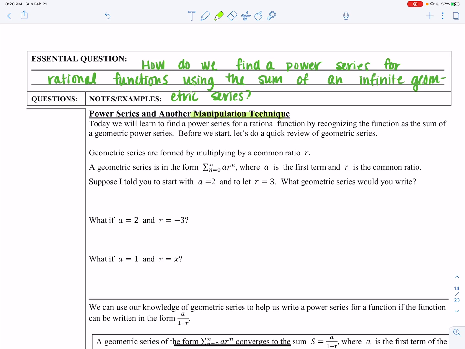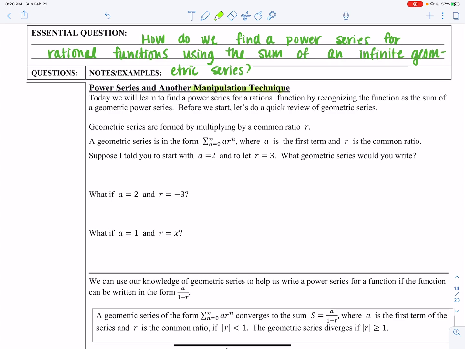So to build this up, what I basically want to remind you is a couple of things. Number one is that a geometric series happens because we're multiplying by a common ratio. And we've learned also that geometric series are of the form a times r to the n, where I like to use a1 as the first term, and r is the common ratio. So nothing earth-shattering here. Let's say I want you to start with a first term of 2, and I want you to let the common ratio be 3. What would we write as a geometric series?